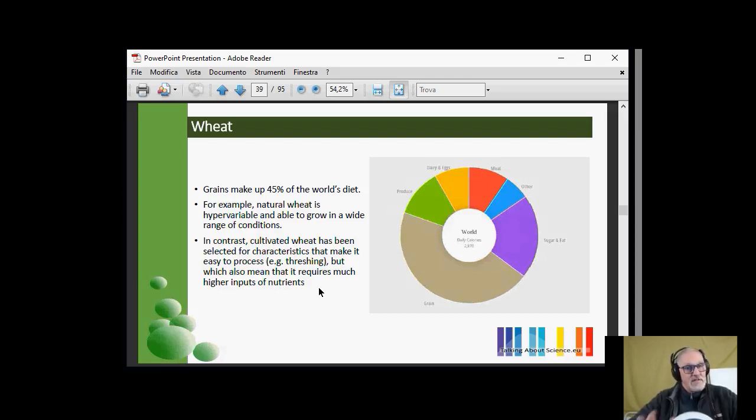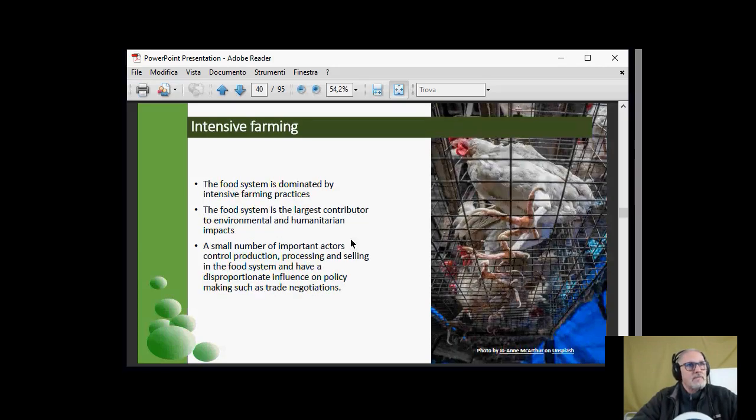The only thing is, though, that it does need more. Whereas wild corn or wild wheat will grow in lots and lots of different places, the cultivated wheat needs more fertile ground. It needs more inputs in terms of nutrients. Okay. This is something that we do know. I'm not really going to say too much about it, because it's something which I think people are well aware of.